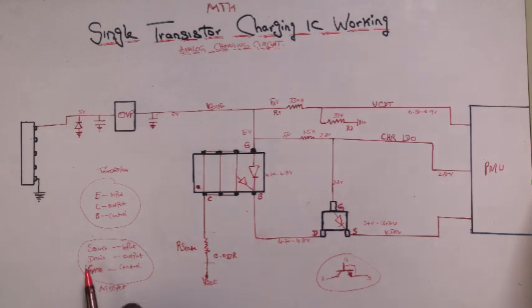So this is a source. The source also acts as an emitter, which is the input. So this is the drain. The drain also acts as a collector, which is the output. So the drain is output.